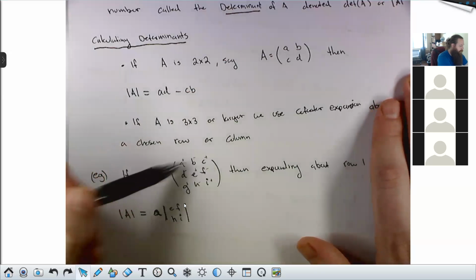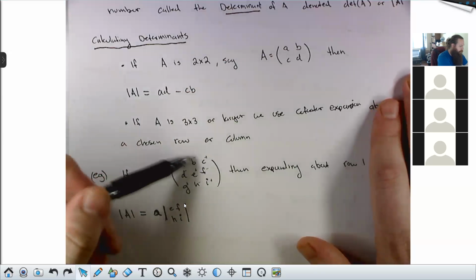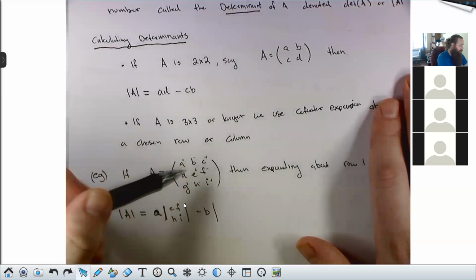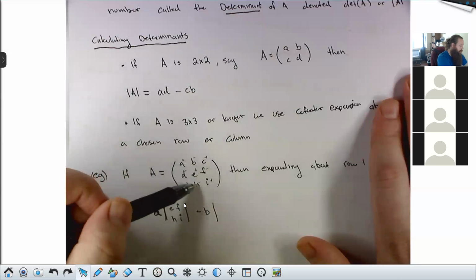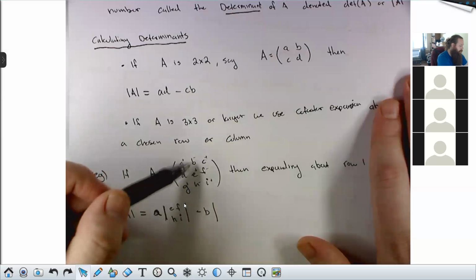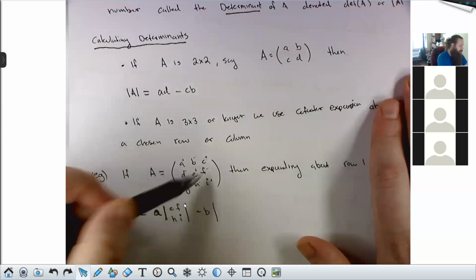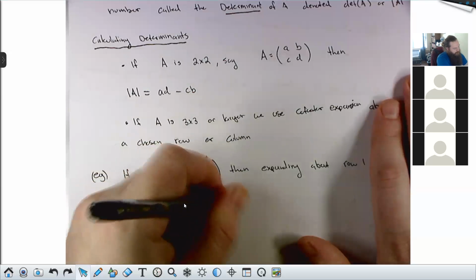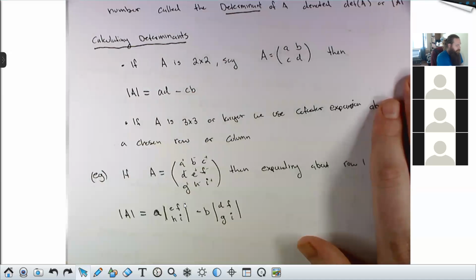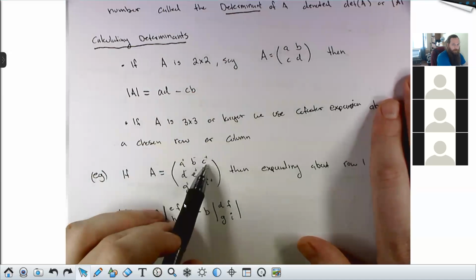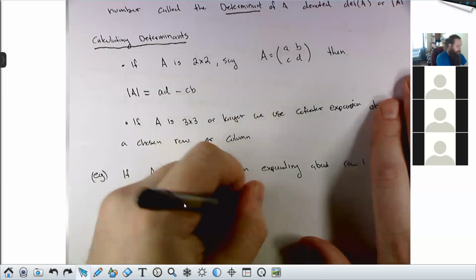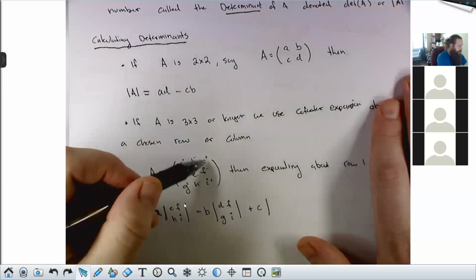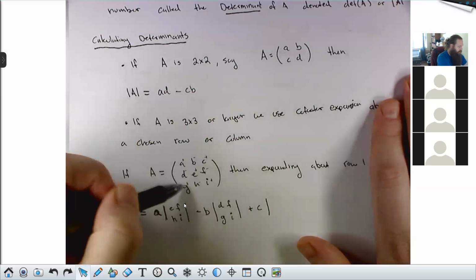Now I'm going to continue moving along row 1. Next, I get to this B. He has a minus, so I'll write minus B times the determinant of the little matrix I get when I cover up row 1, column 2. That leaves over D, F, G, I. And then moving the rest of the way across row 1, I get to the C. He has a plus, so I write plus C times the determinant of the little 2 by 2 matrix I get by covering up row 1, column 3, which is D, E, G, H.